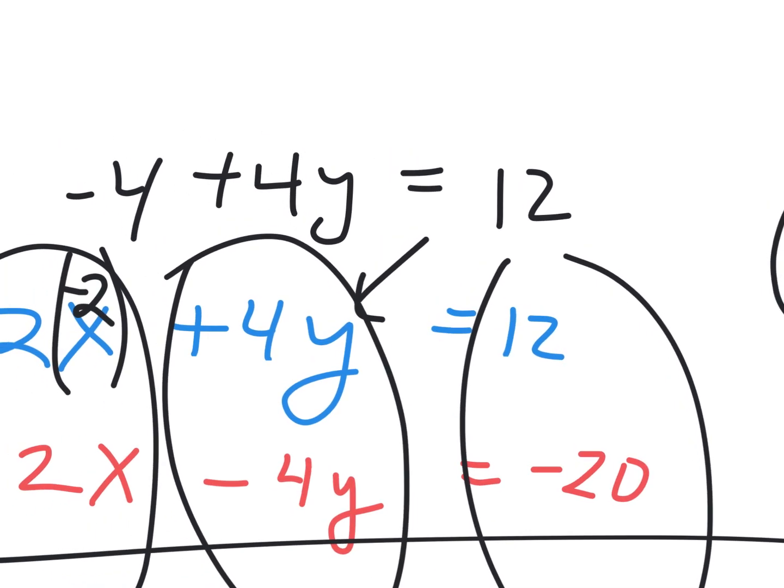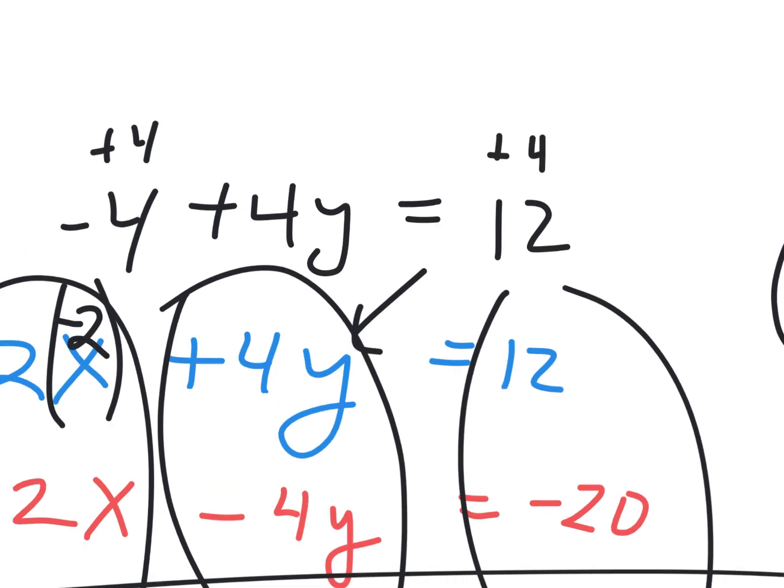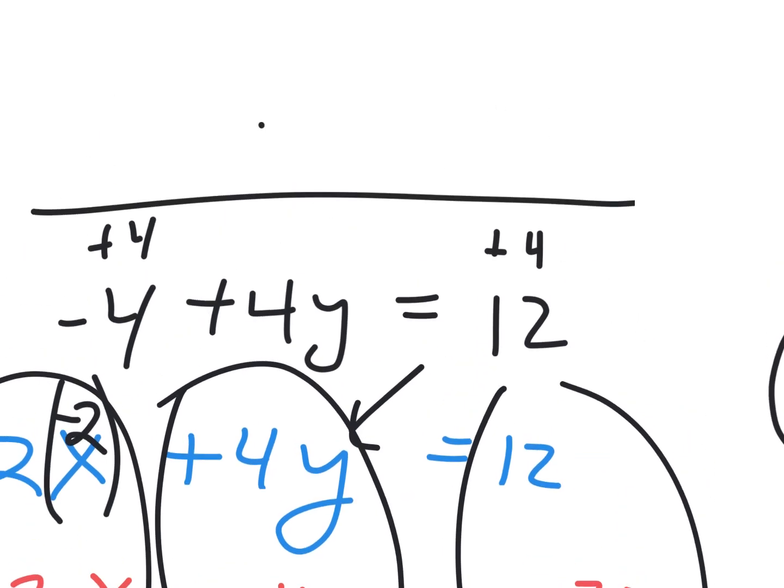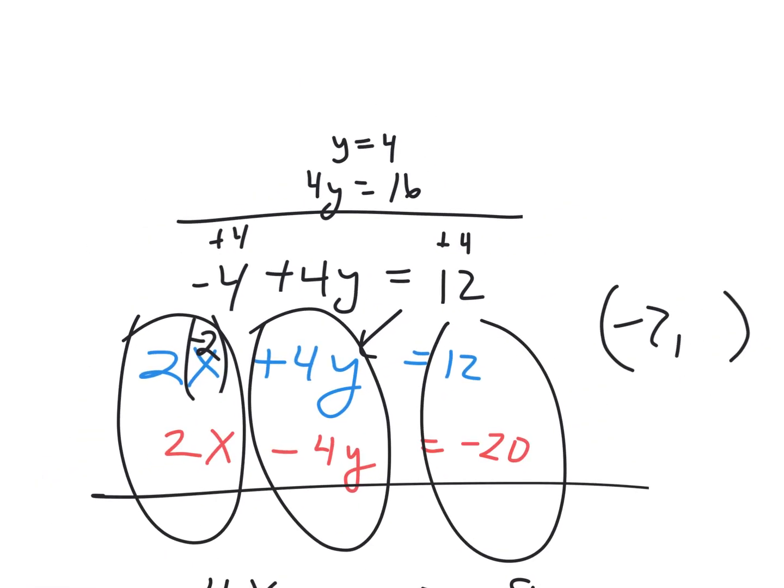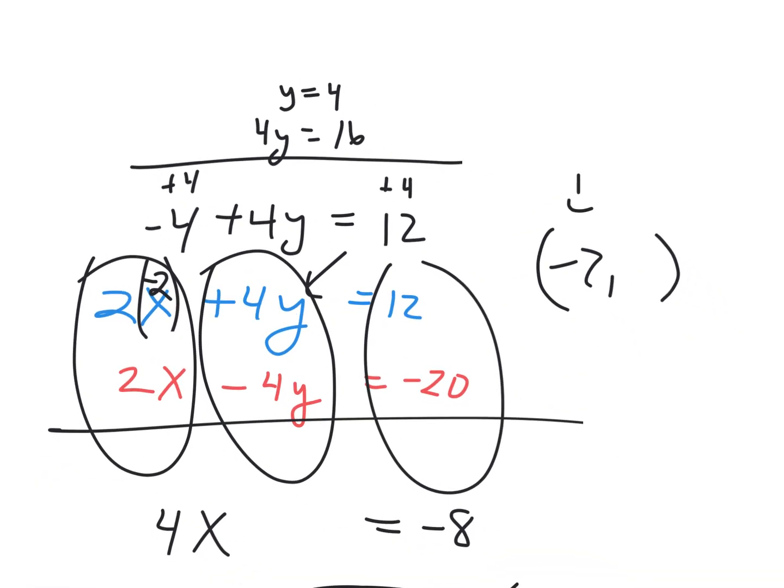Okay, so then you add 4 to the other side to get 4y equals 16. Divide by 4 on each side, you get y equals 4. There you go. So I figured out the x was negative 2 and the y was 4.